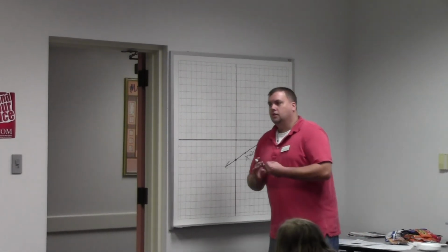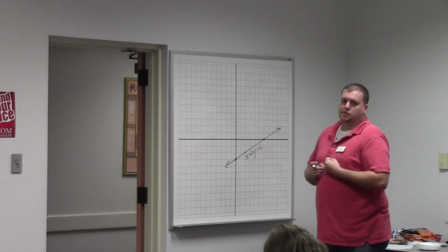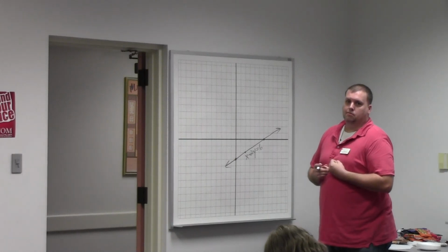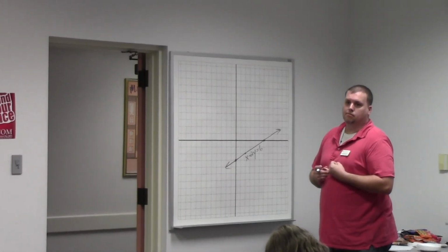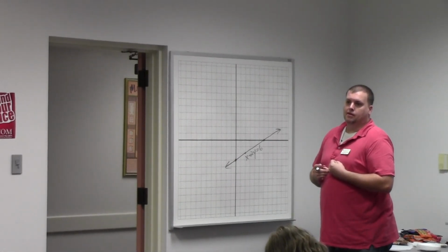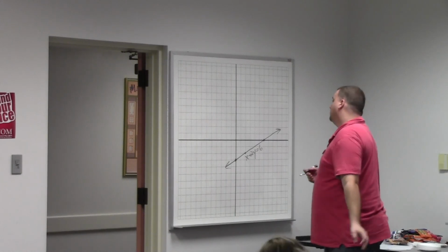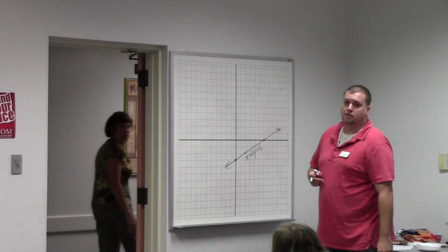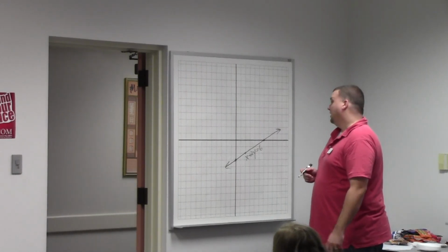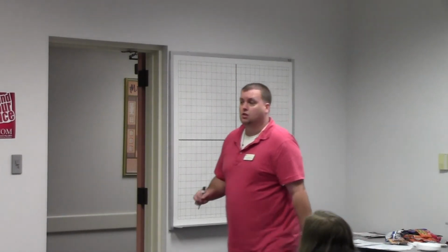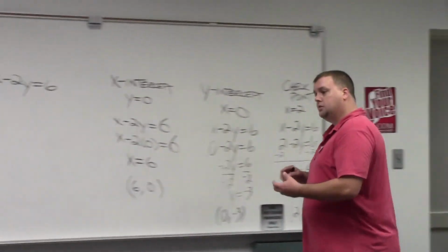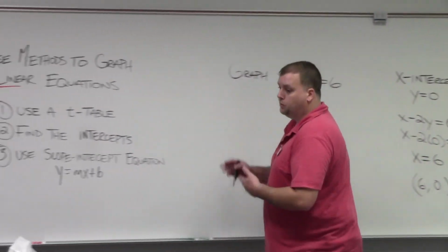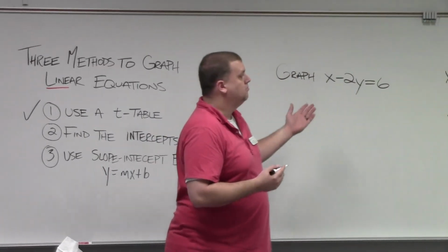All right, so let's look at the graph we did for the first one using the t-table. Do the graphs look the same? In essence, yes. They're exactly the same. We came up with different points, but the lines are exactly the same. Some of the points actually were the same. Here, we have the same line. So we used 2 different methods to graph the same line, and we got the same line.